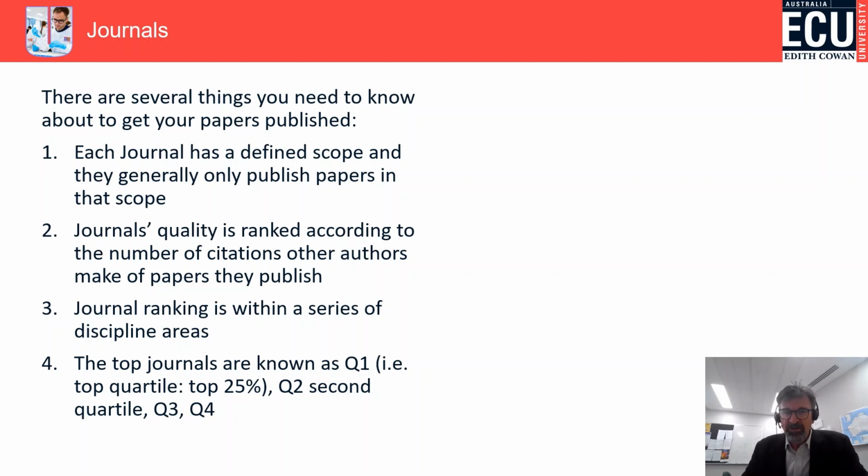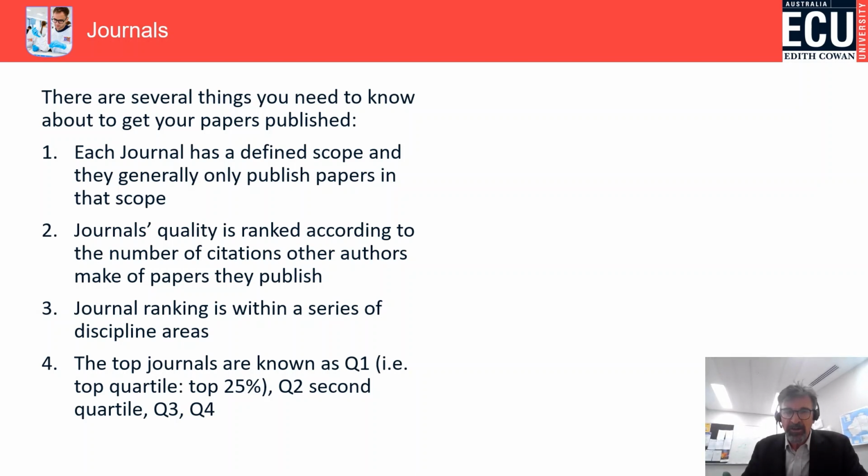Thirdly, journals are ranked within a series of discipline codes or categories. And fourthly, the journal rankings are defined by quartiles. So the top journals are in the first quartile, and often that's called a Q1 journal. Q2 journals are the second quartile, and then obviously we've got Q3 and Q4 quartiles or journal rankings.